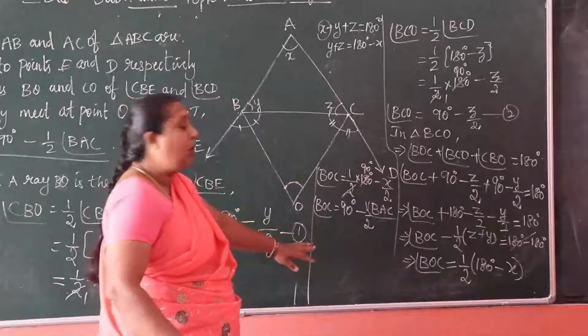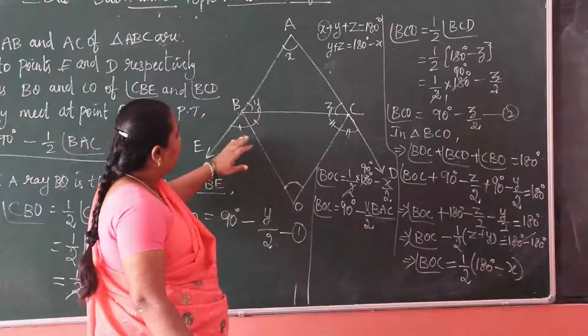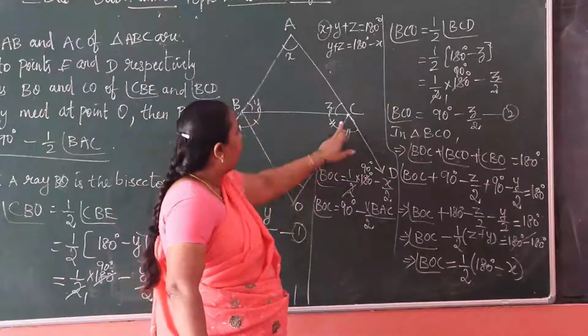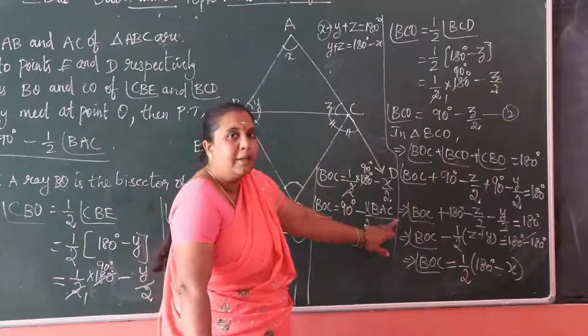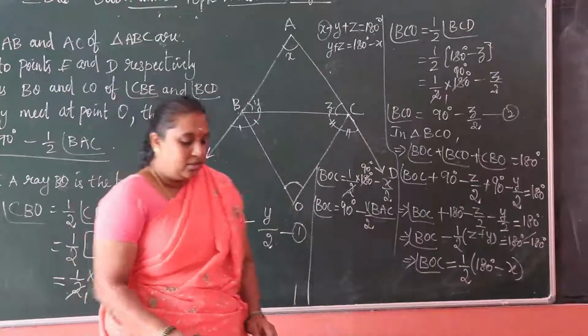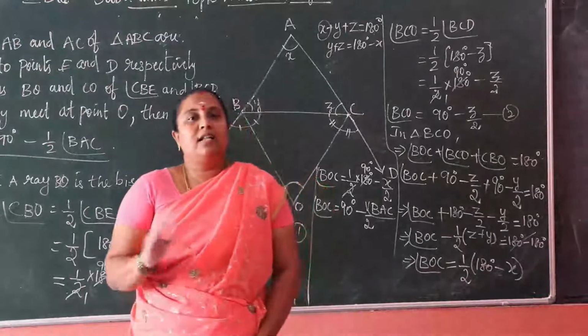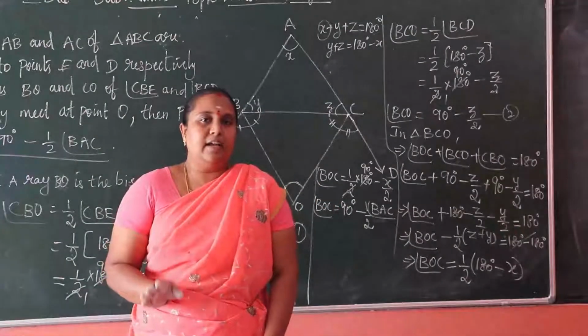So we have proved now what we wanted to prove: angle BOC equals 90 degrees minus half of angle BAC. Understood, children? So recall this video, see it again and again.